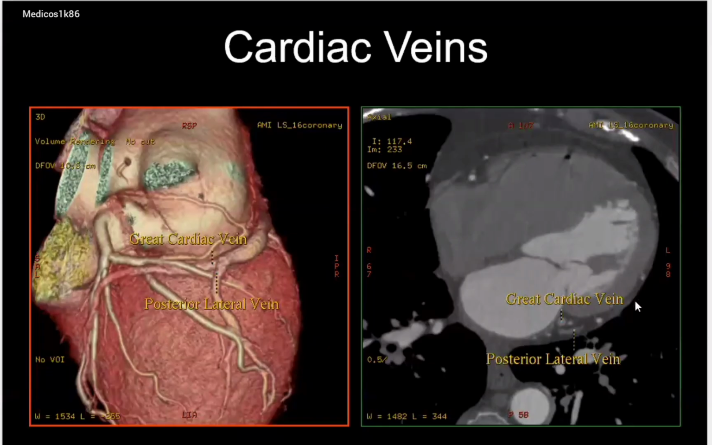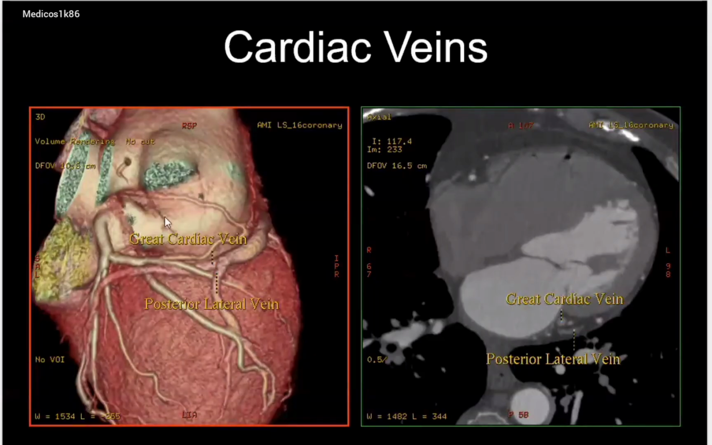Okay, the great cardiac vein is traveling to the posterior part, and you can see the great cardiac vein and the posterior lateral vein coming. You can see here it is coming like this in the fatty tissue, and these are the MIP images. It is showing the great cardiac vein and the posterior lateral vein better, and it is reaching the coronary sinus.